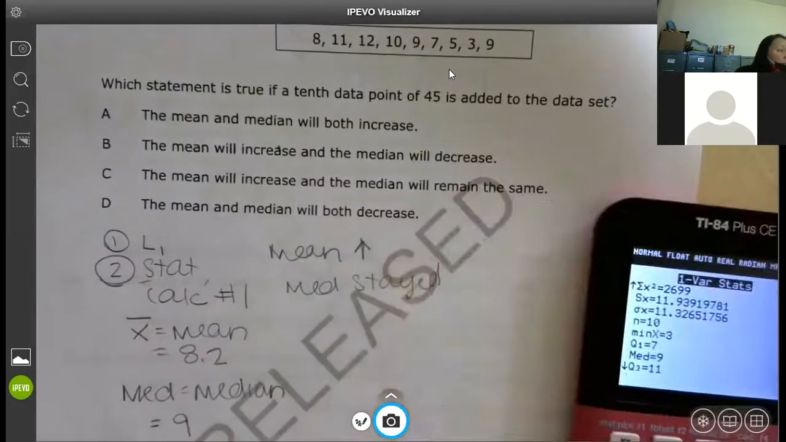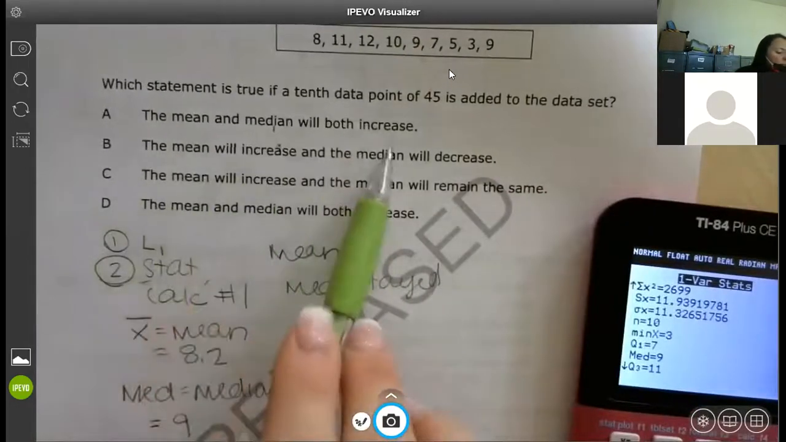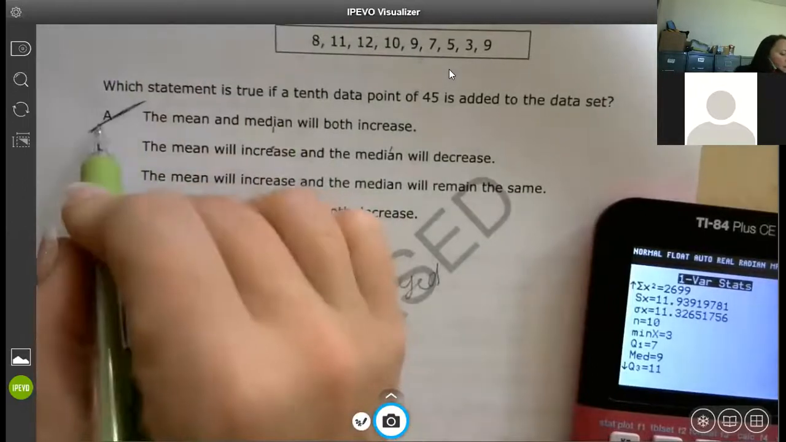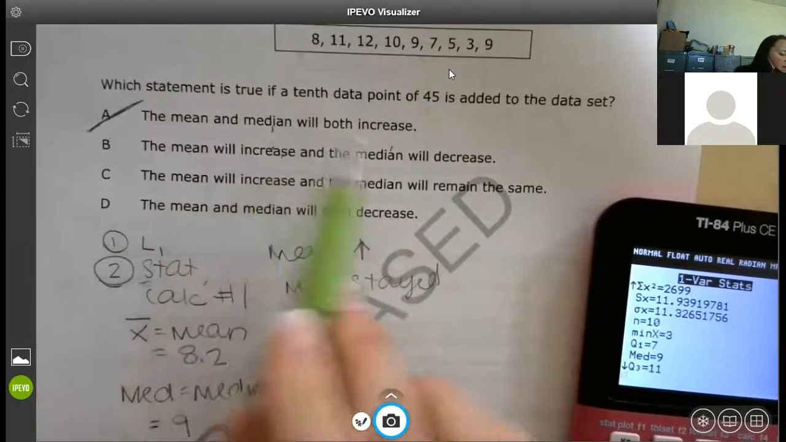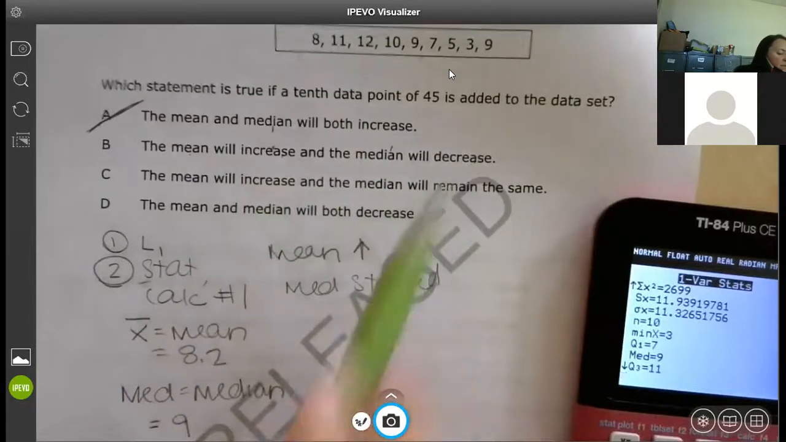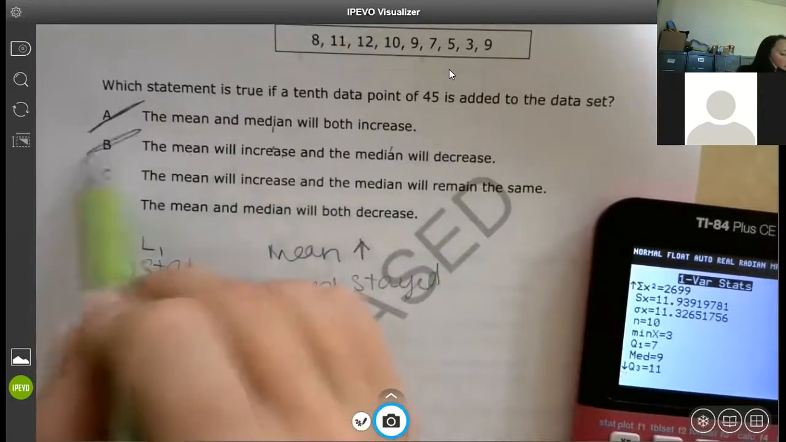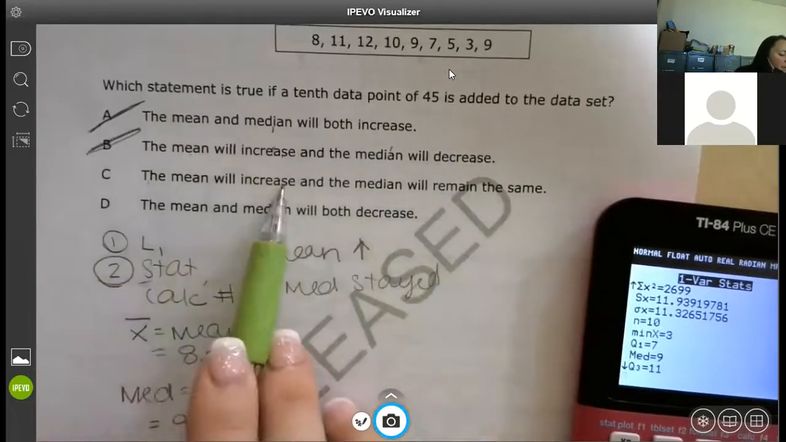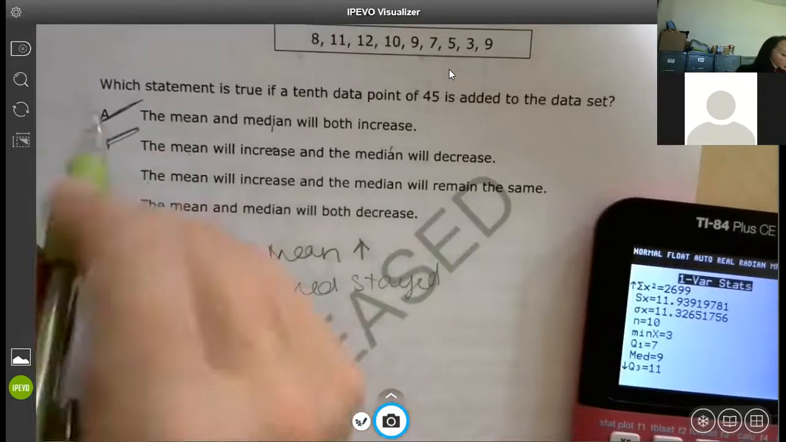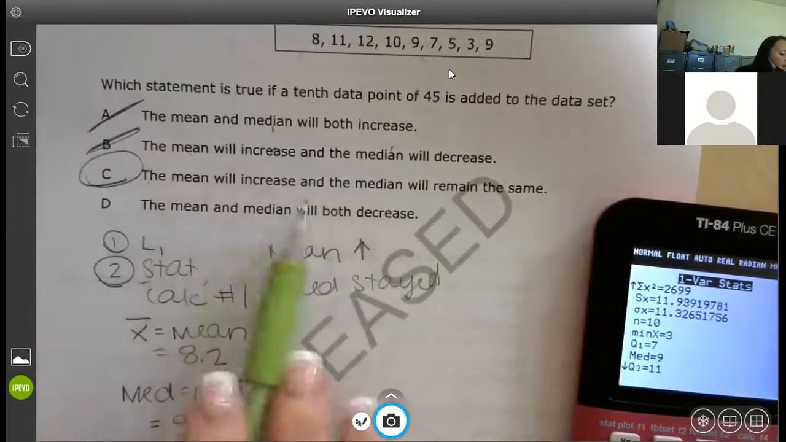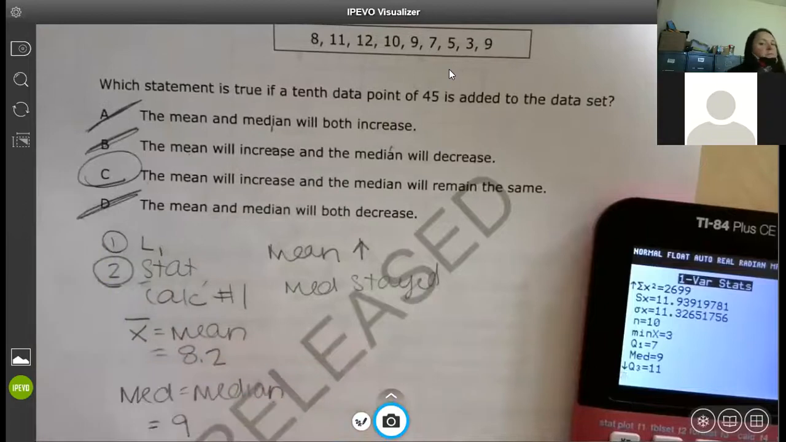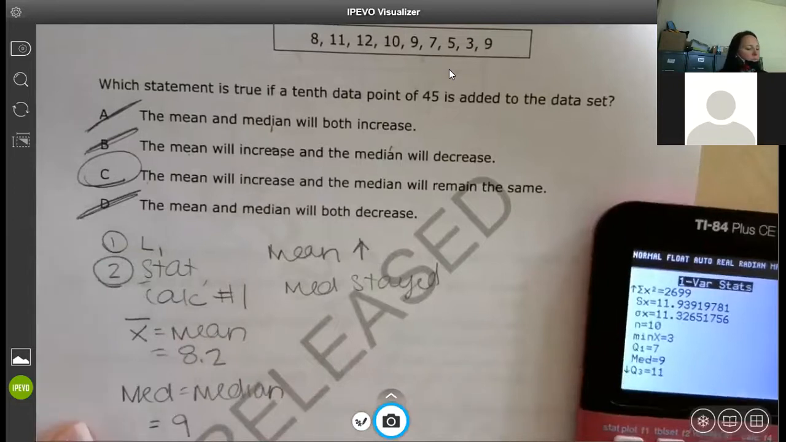Read your answer choices. Mean and median both increased. We know it didn't. The mean increased. The median decreased. What did the median do? Stayed the same. The mean will increase and the median will remain the same. The mean and the median will both decrease. That's it. So make sure you use that calculator. Any chance you get, use calculator. Okay. I'll flip it over.